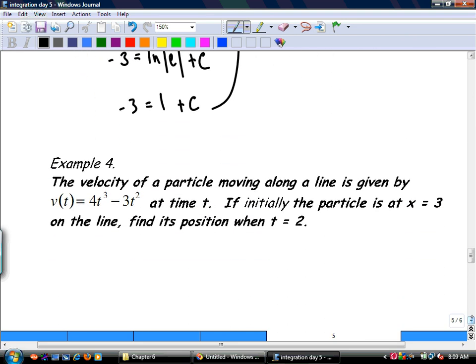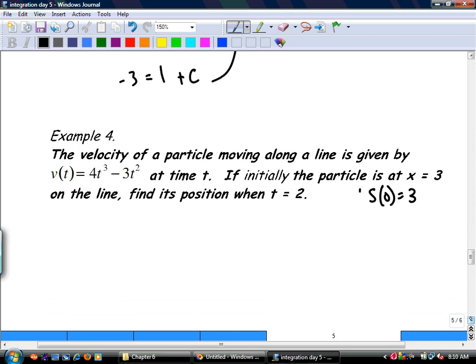Okay, so the velocity of blah blah blah. If the particle is initially at x equals 3 on the line, find its position when t equals 2. So what this is saying is s of 0 equals 3, and it wants you to find s of 2. So we go backwards. We take the antiderivative of velocity.